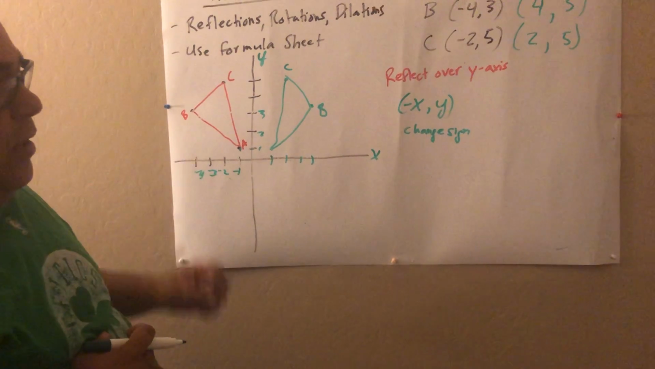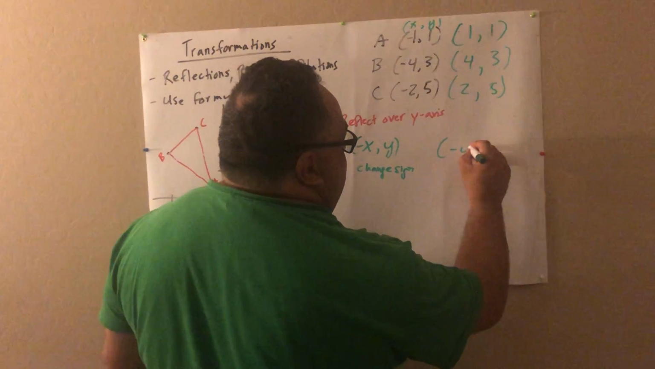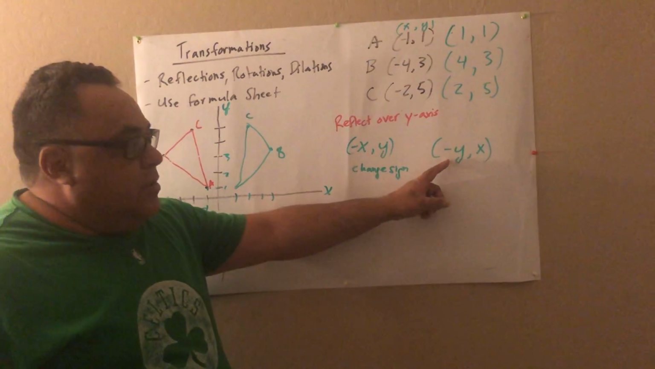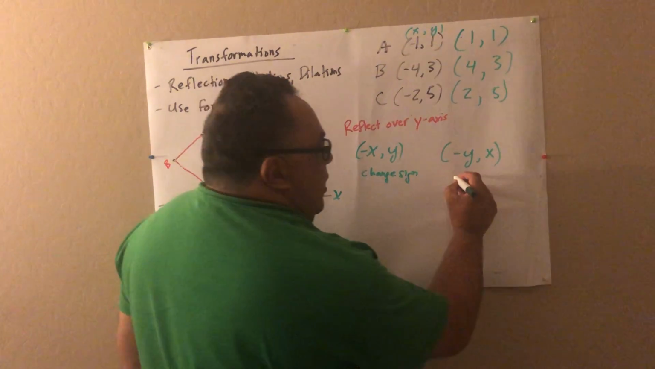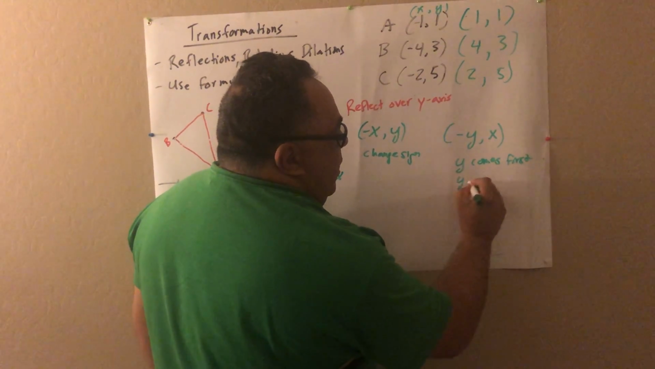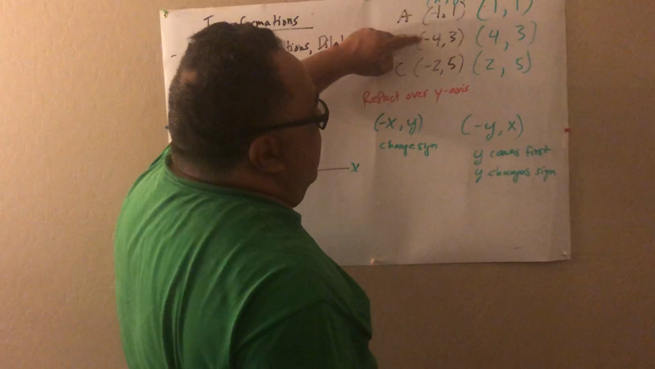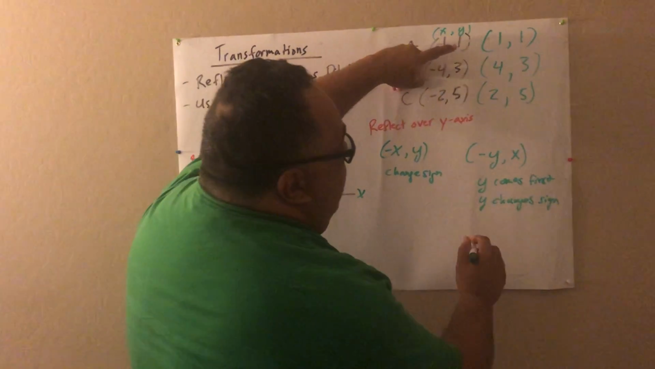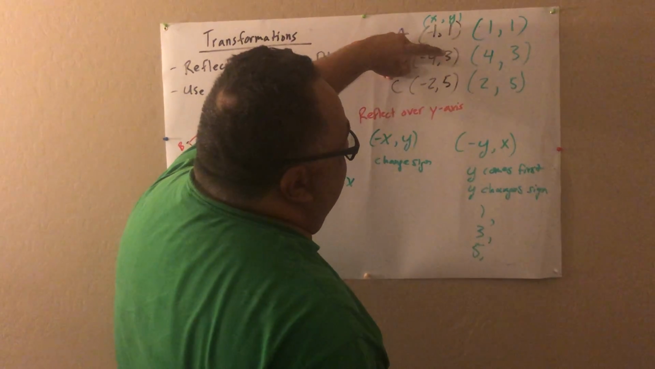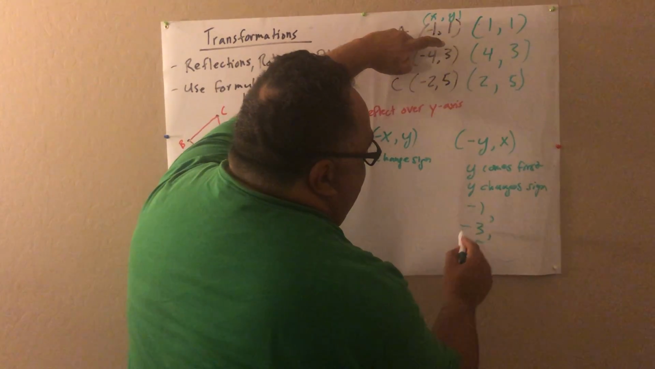I want to tell you, in case you don't get a reflection, here's how we do things. Say you got something crazy like this: -y, x. That says to you two things. It means you have to change things to where y comes first, and you have to change the sign of y. So if I was going to use these same 3 coordinates with this formula right here, I put the y's first. 1, 3, 5. Those are all my y's. I would put them first, and I would change the sign of y. These are all positive. I would make them all negative.